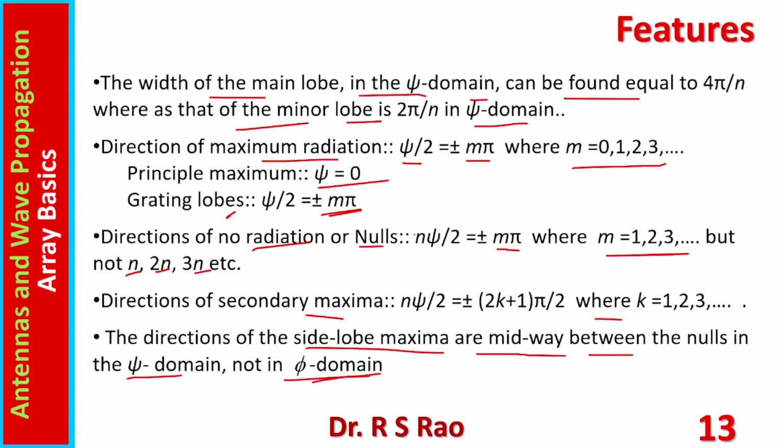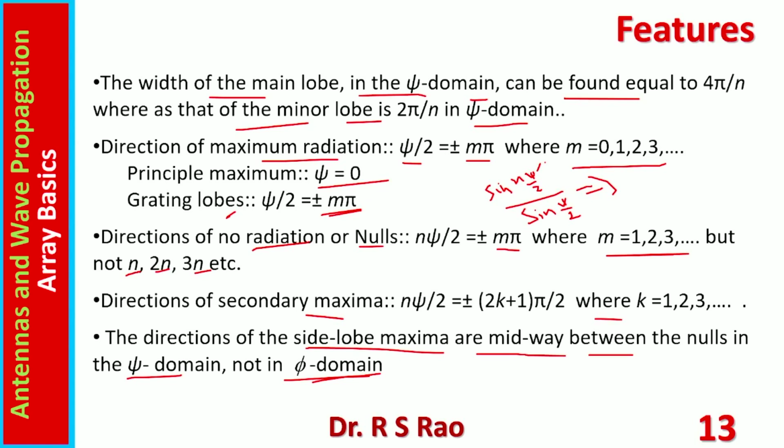What are all these things? Array factor is this one: sine n psi by 2 over sine psi by 2. This expression's value varies with psi. Sometimes it assumes a maximum value, sometimes it becomes zero, and sometimes it assumes a value in between maximum and zero. So it is a variable thing.